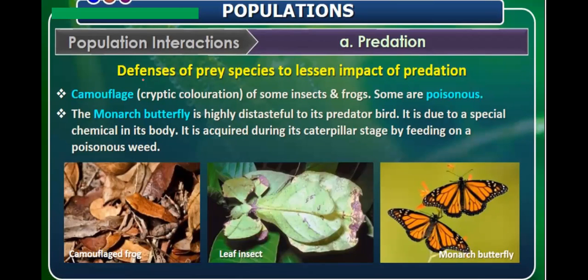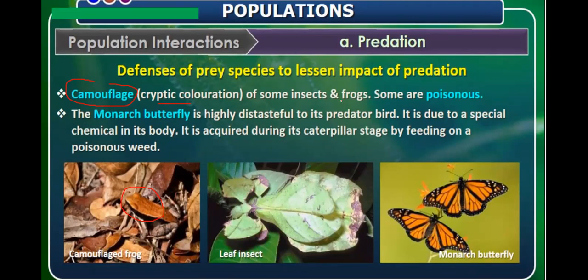Predation: defense of prey species to lessen impact of predation. Camouflage. Sometimes the question is there, what do you mean by camouflage? It is cryptic coloration. So the body color matches with the surrounding habitat. That is called camouflaging.